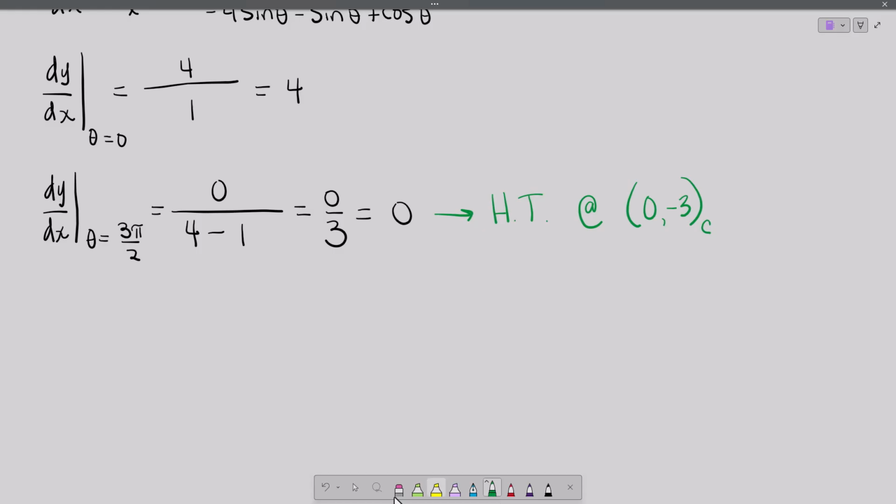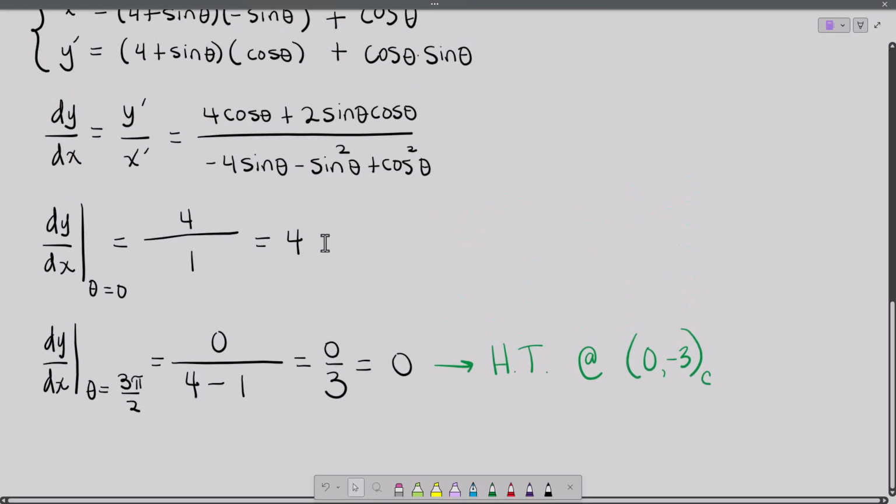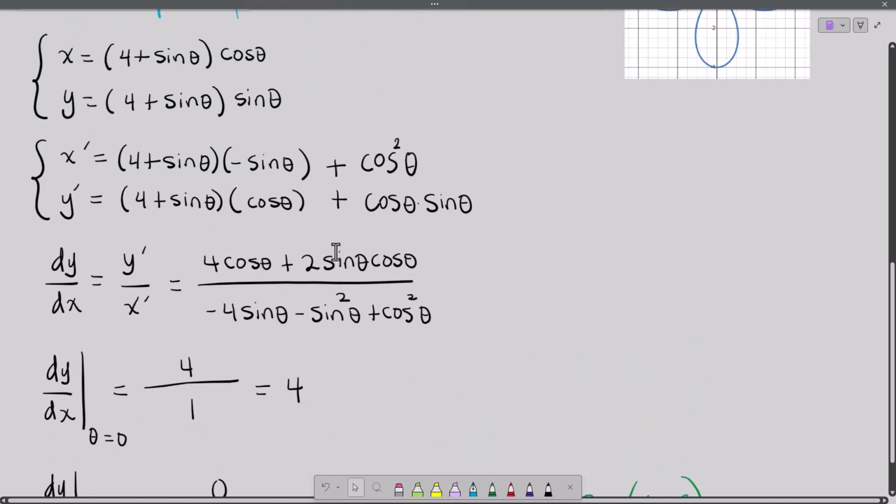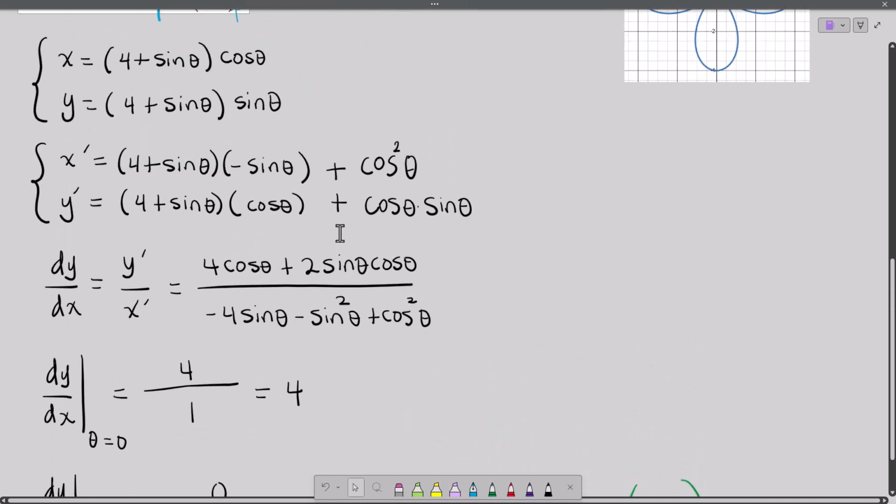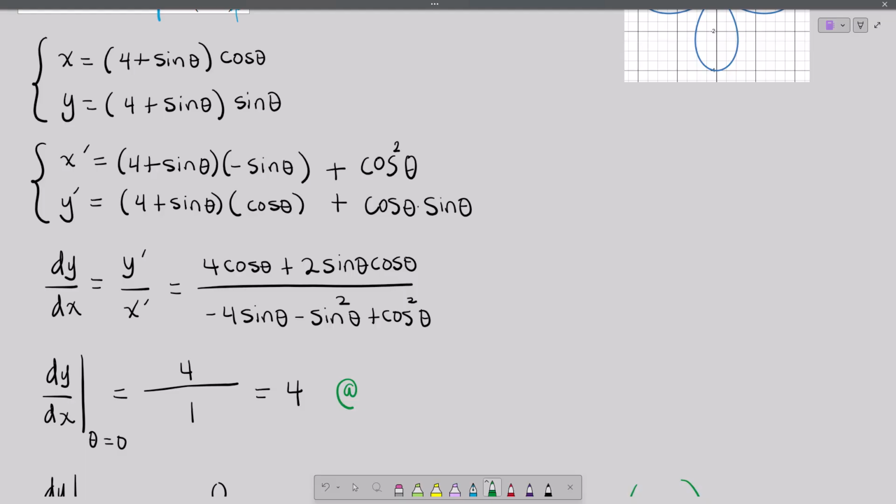And this slope of 4 here, let's just notice where that's at too. Might as well. So where is this? The slope of 4 is at, so we're going to plug in our angle of 0 here. Cosine of 0 is 1. Sine of 0 is 0. So this is going to be 4. Plug in 0 down here. Sine of 0 is 0. So this is at 4, 0. And that's in Cartesian.